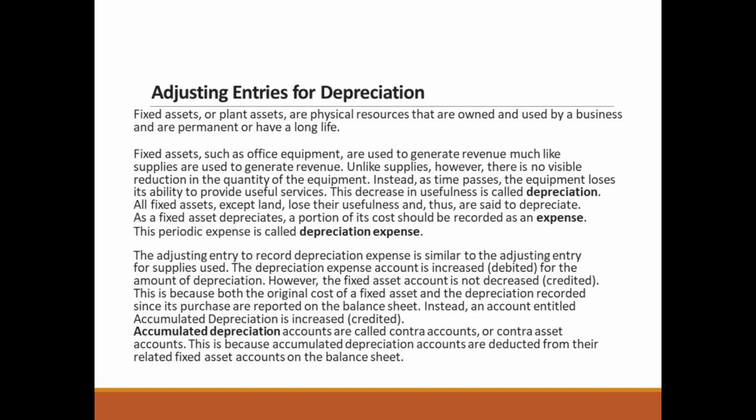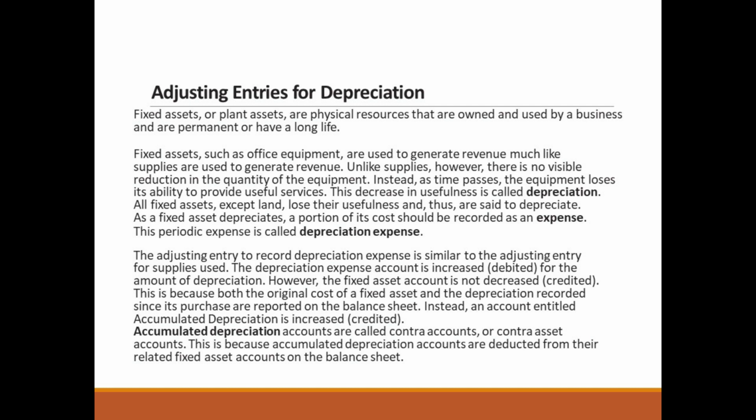The last of the adjusting entries is adjusting entries for depreciation. As we know, fixed assets or plant assets are physical resources that are owned and used by a business and are permanent or have a long life. Examples of fixed assets are land, buildings, and equipment. In a sense, fixed assets are a type of long-term prepaid expense. However, because of their normally high amount and long life, they are discussed separately from other prepaid expenses.